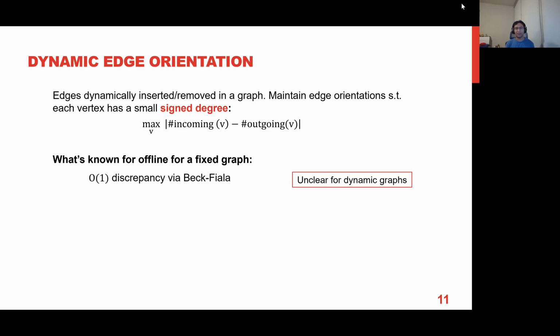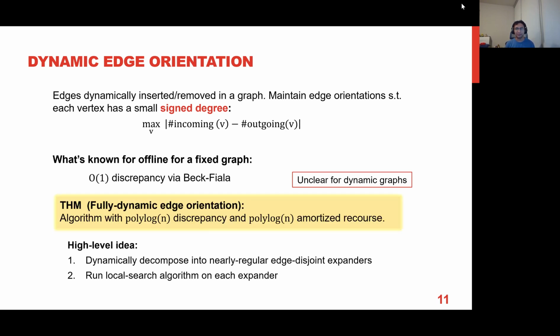So what's known for this problem? Since this is a special case of vector balancing with sparse vectors, in the offline setting we already know Beck-Fiala results, which get us constant discrepancy. There are also some alternate algorithms, but Beck-Fiala is one big hammer. However, it's not clear how to apply this in the online and especially the dynamic setting. The main result that we are able to achieve is polylogarithmic discrepancy, you can think of it as O tilde of 1 discrepancy with O tilde of 1 amortized recourse. So polylogarithmic guarantees both in near-optimal discrepancy and very small recourse. That's the main result.